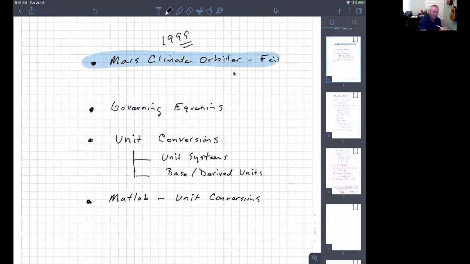I have to look it up to be sure. But it failed, all right? It turned out the flight dynamics didn't work, and the thing just burned up, and I think it burned up in Mars' atmosphere. And when they looked at the cause of the reason the mission failed, it is because there's a collaboration between US engineers and European engineers.